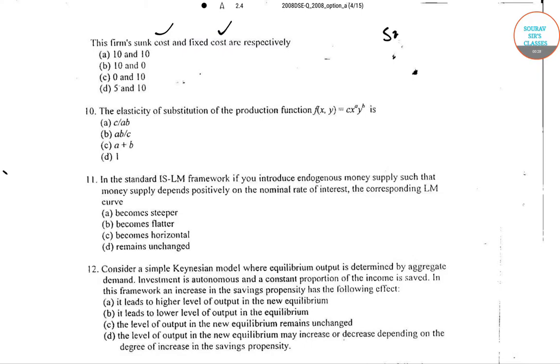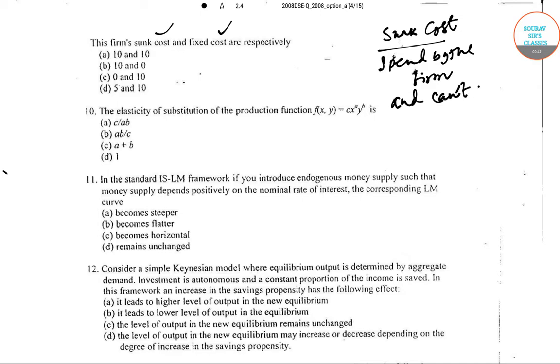So sunk cost means the cost that we cannot recover, which is actually spent by the firm and can't be recovered. So basically it will be 5 because even when the output is 0, the firm has to incur a fixed cost, a kind of sunk cost which it cannot recover.